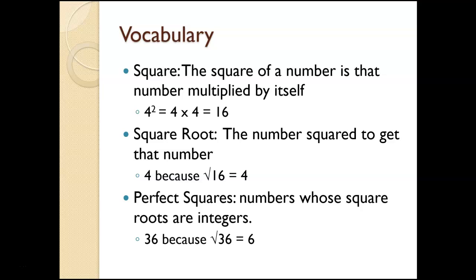The opposite or inverse operation of a square is to take a square root. A square root is the number squared to get that number. So the square root of 16 is 4, because 16 is 4 times 4.